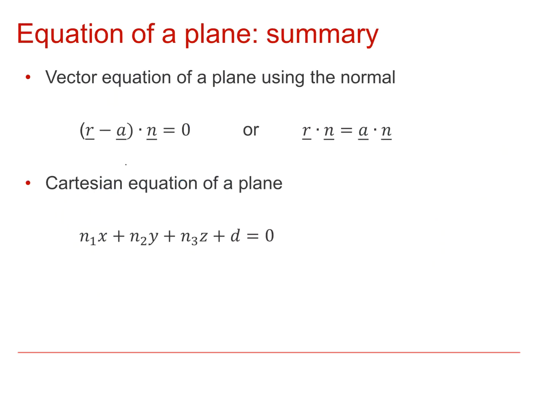So, a summary. The vector equation of a plane using the normal is r minus a dot n equals 0, or more usefully, r dot n is equal to a dot n. And the Cartesian equation of a plane is n1x plus n2y plus n3z plus d equals 0, where n1, n2, n3 is the normal vector of the plane, and d is equal to minus a dot n.